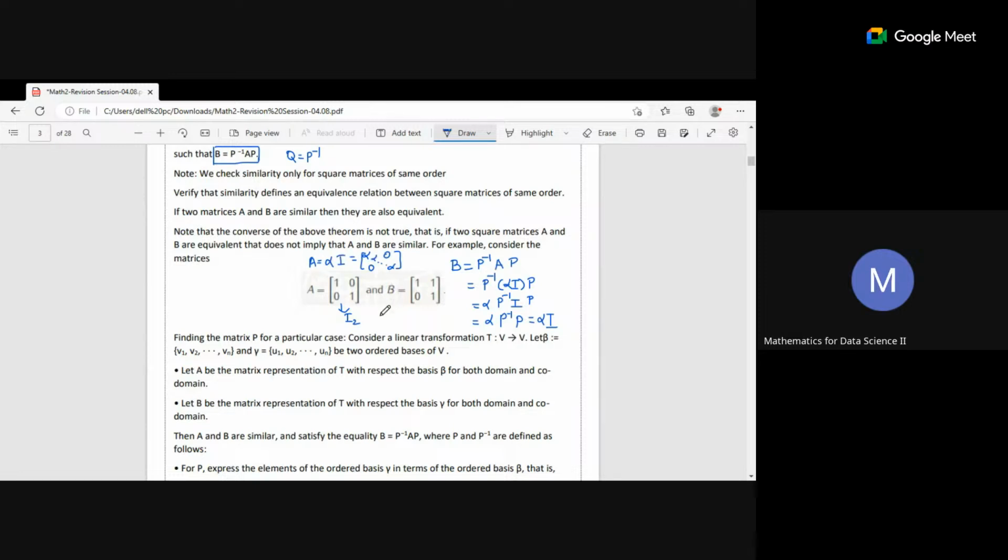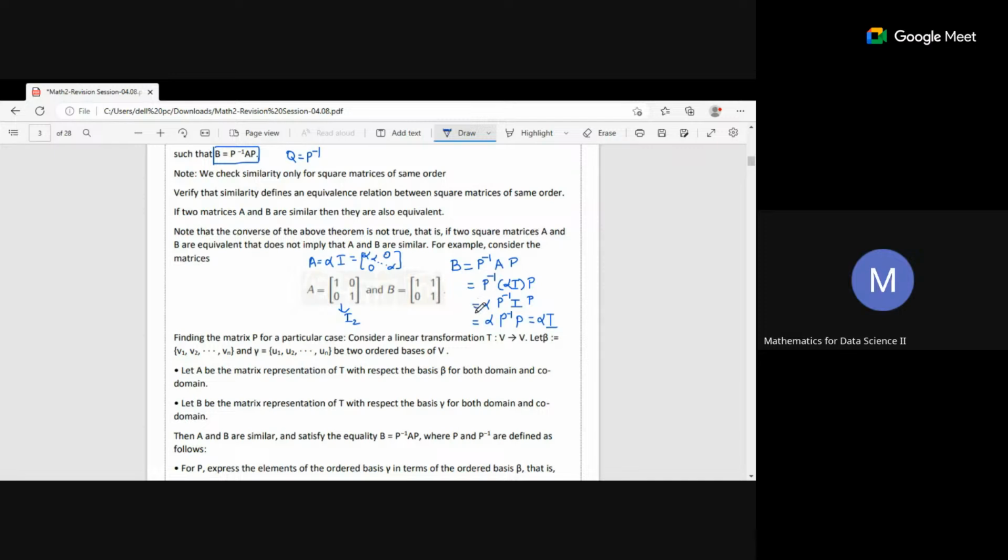Ma'am, A and B are also not equivalent matrices, right? No. For equivalence, you don't have this condition. For equivalence, their rank just needs to be the same. Here you see that the rank of A is equal to the rank of B, so they are equivalent. They are just not similar. They are equivalent, of course.